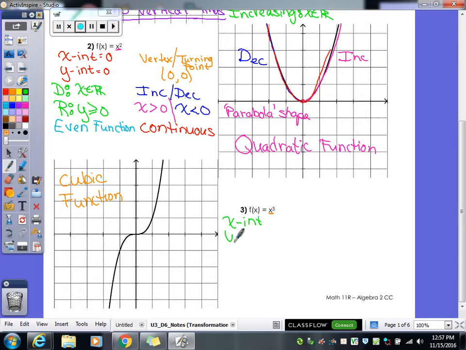So let's start with our intercepts. X-intercept, Y-intercept. What are they?